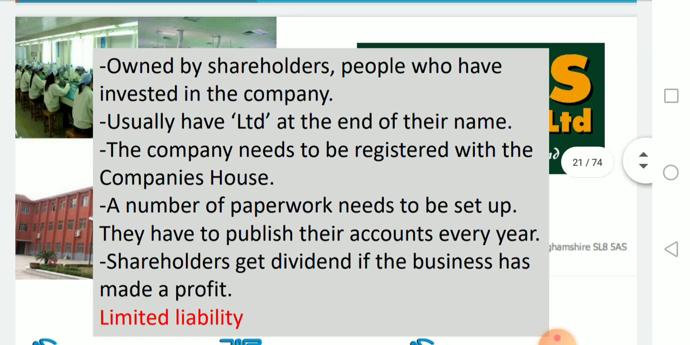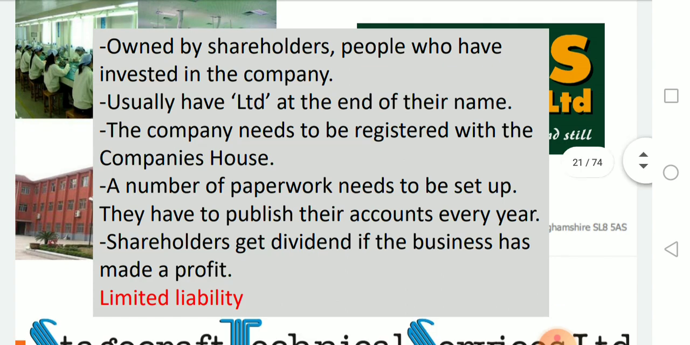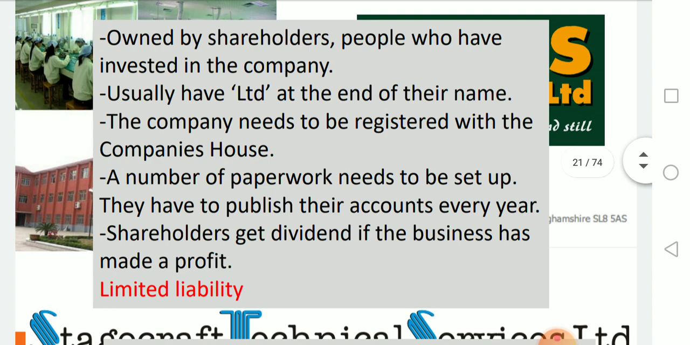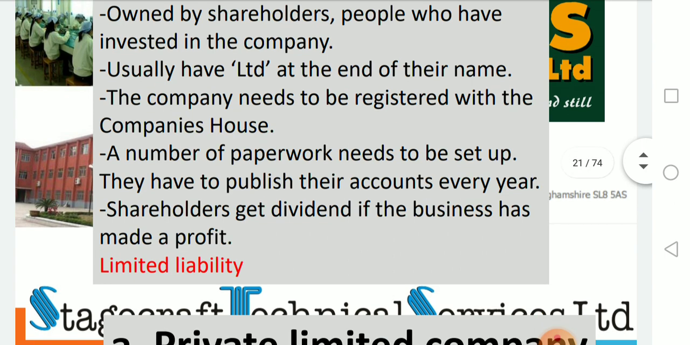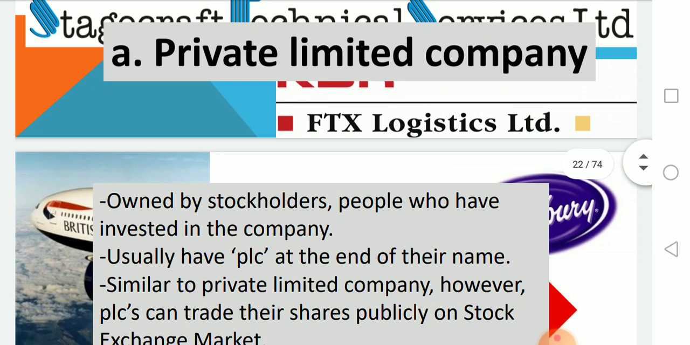So the company needs to be what? The company needs, of course, to be registered with Companies House. A number of paperwork items need to be set up. We have to fill in the papers before setting up this business. They have to publish their accounts every year. Why? To pay the taxes. And as we said, there is a very remarkable government intervention, and it regulates the work there. Shareholders get a dividend if the company made a profit. So as a shareholder, I will get my dividend. This is called limited liability in this kind. This was about the private limited company.